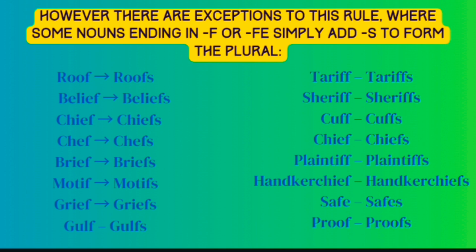Now let us go to this second last example, that is SAFE. Now this word ends with the letters FE. And the rule is not the same as the one that we had just discussed in our previous page. We simply add S here and convert it to its plural form.